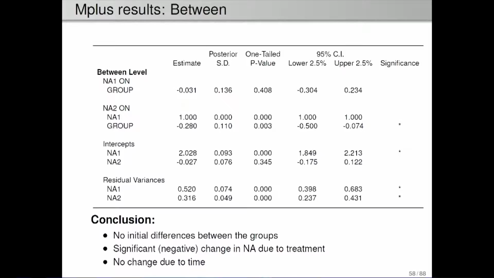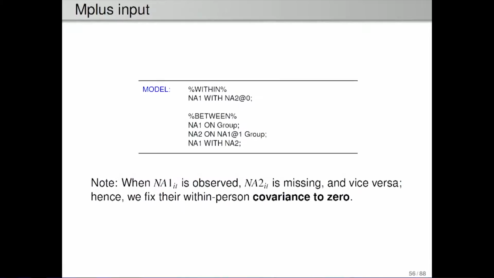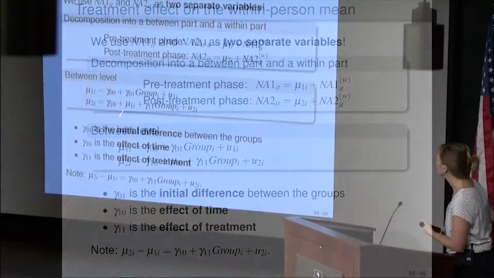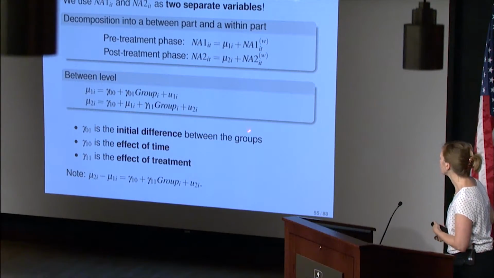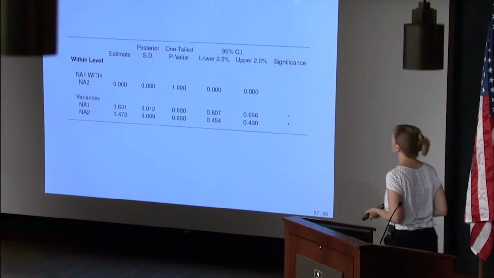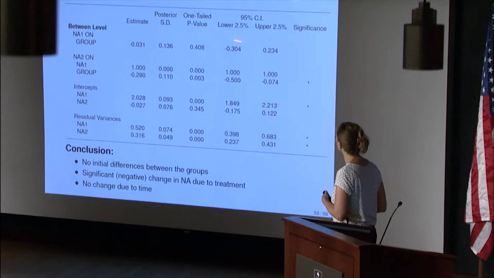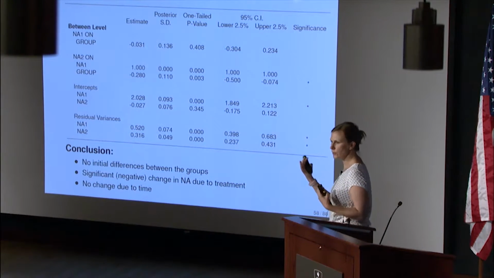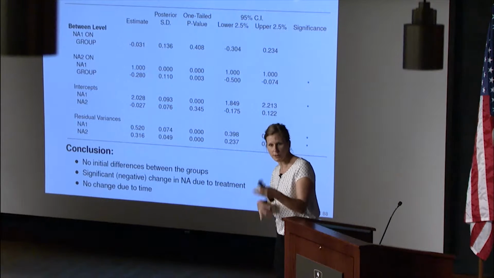Yeah, if you compare it to slide 55, it would be this parameter here. So gamma 0,1. And that's an initial difference between the groups, so you don't expect this to be different from 0. And it's not. As you can see, the credible interval contains 0, so there's no evidence that there were differences between the two groups prior to the intervention.